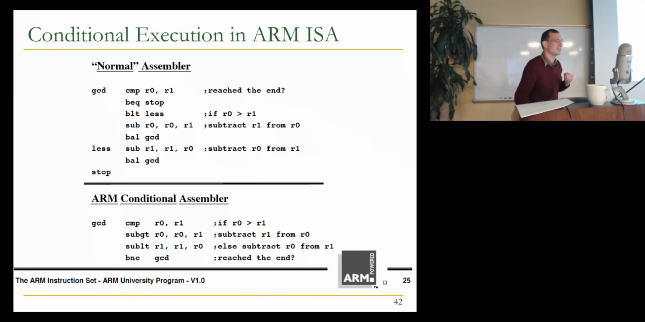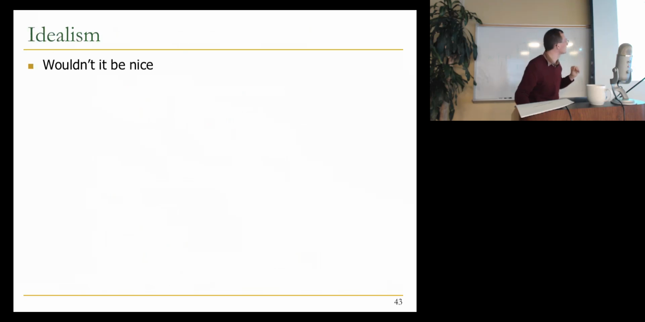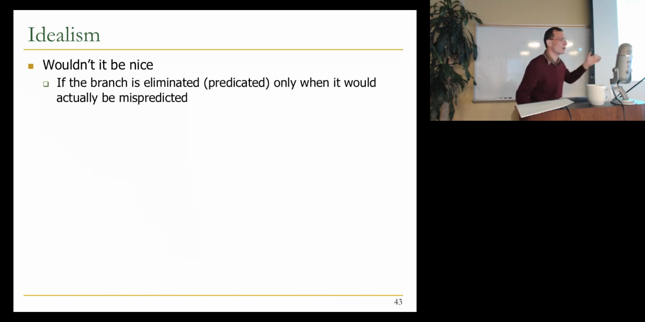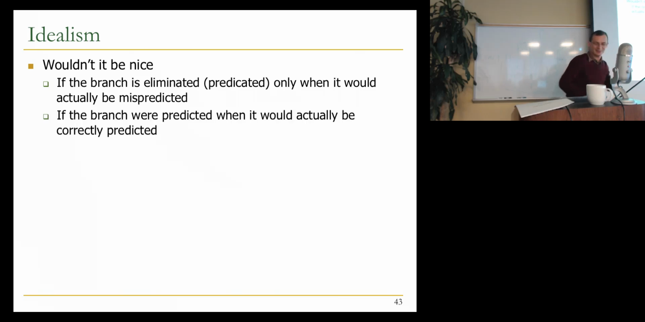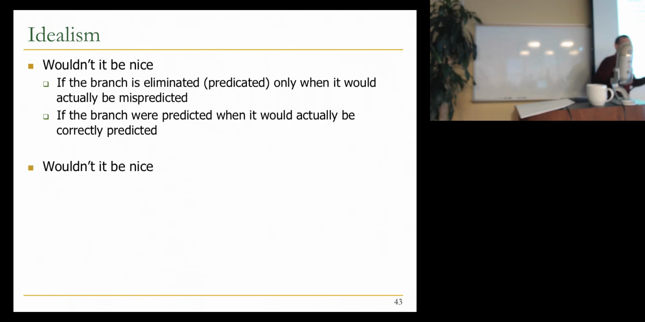Any questions? Okay. I'm going through this quickly because this is actually really trivial to look at. But I'll talk about some idealism. It's always good to try to be an idealist if you want to improve things. But wouldn't it be nice if the branch were eliminated only when it would actually be mispredicted? Right? And if the branch were predicted only when it would actually be correctly predicted. Basically, we'd like to do that.